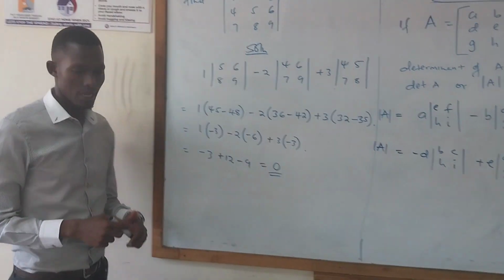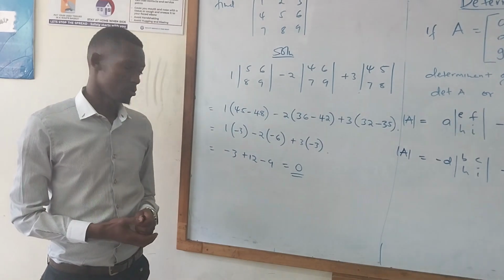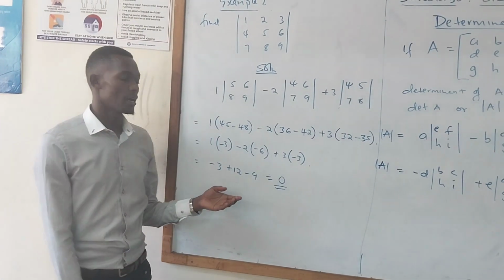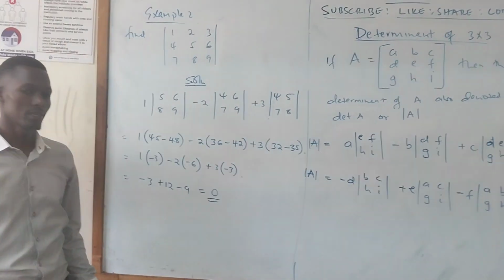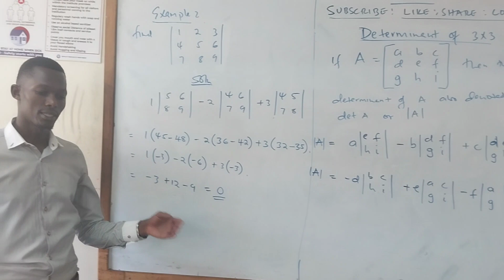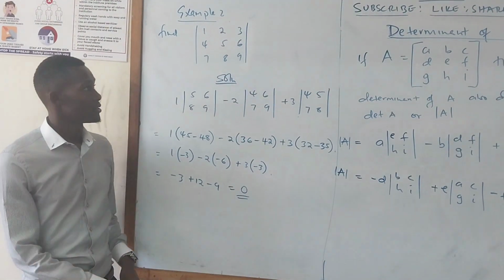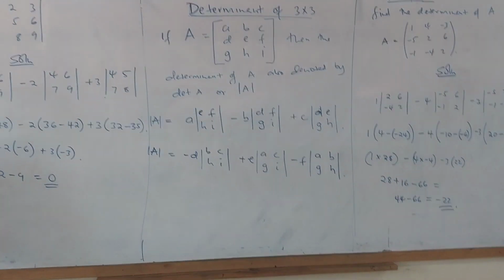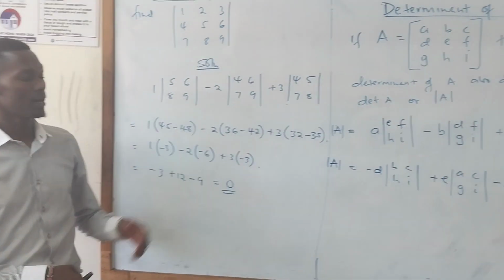And what did we say about a matrix whose determinant is 0? A matrix whose determinant is 0 is called a singular matrix. So therefore, this matrix in our case becomes a singular matrix because our determinant is 0. So that is it on finding determinants. You can find determinants on any matrix using this method.